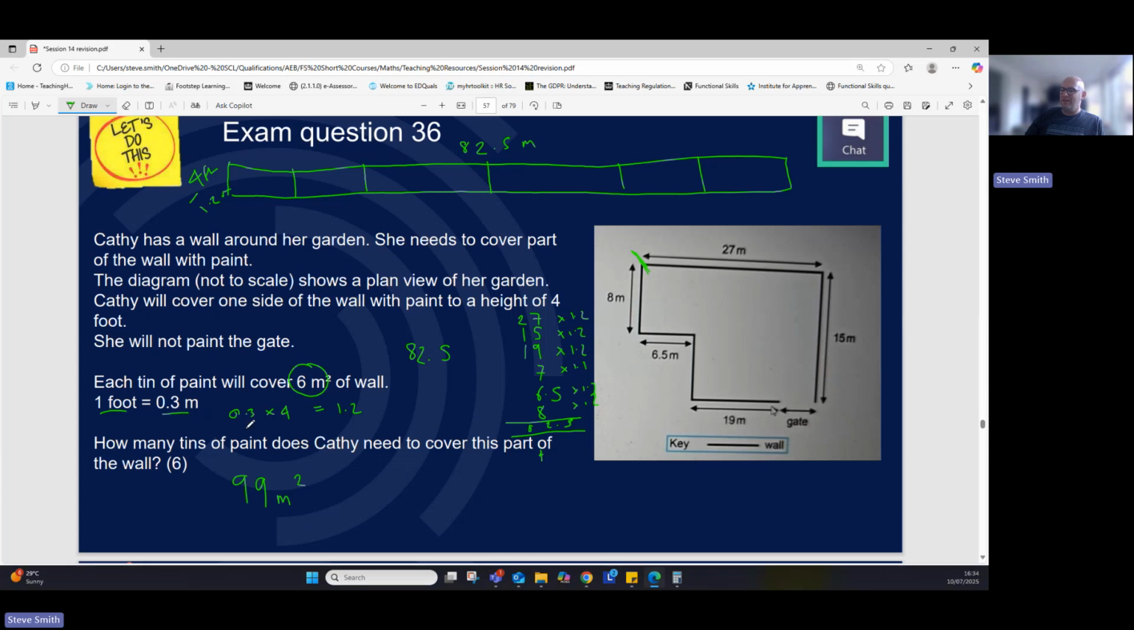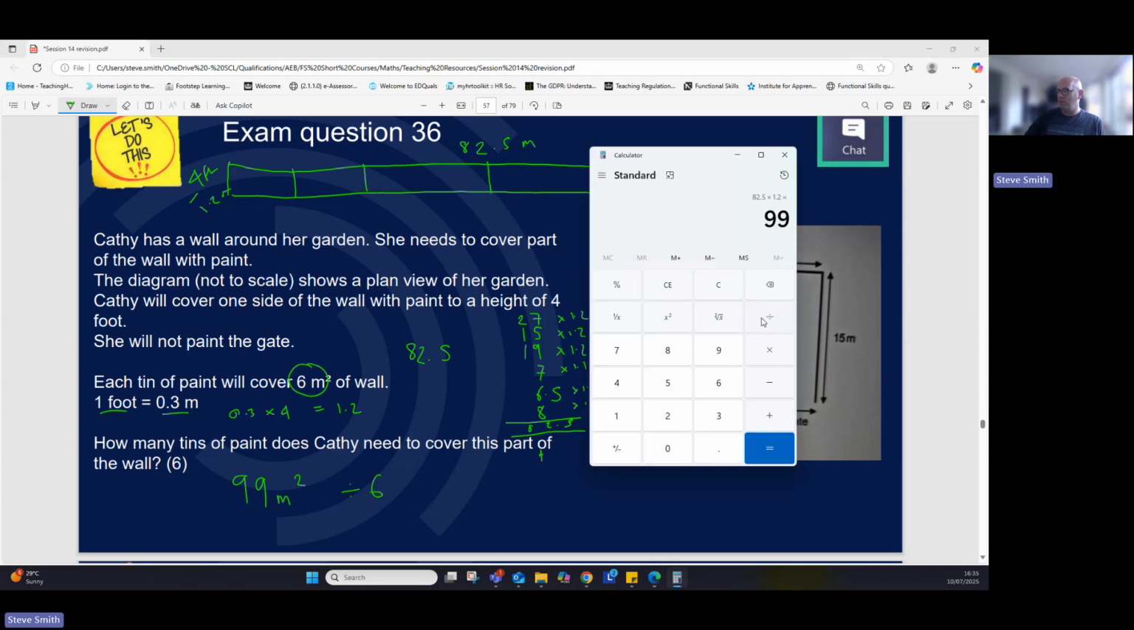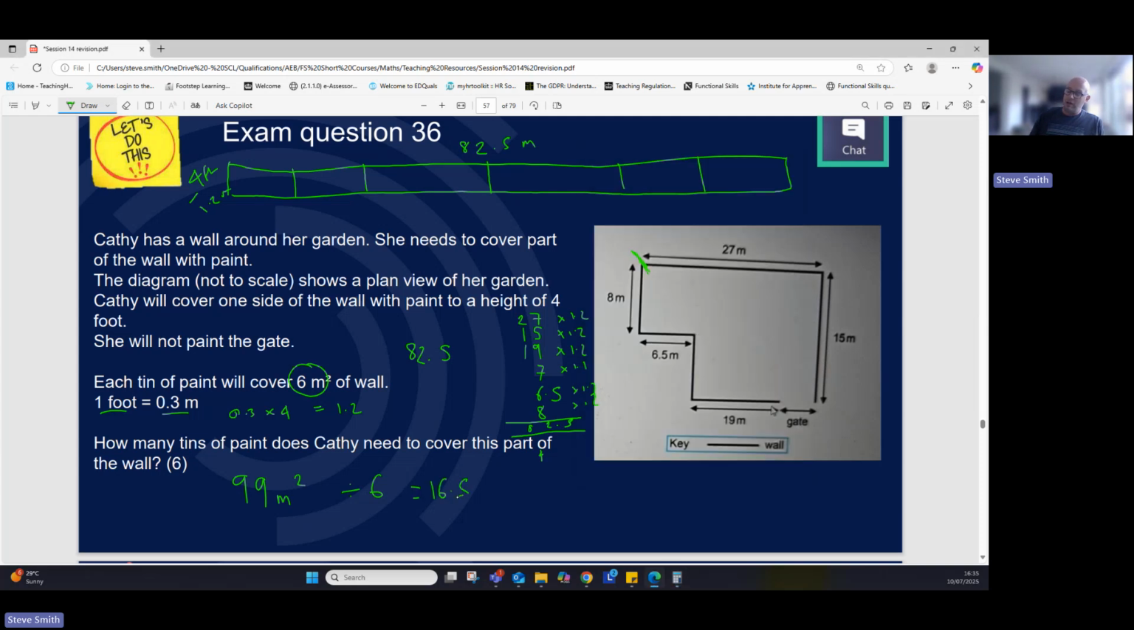99 meters squared. Each tin of paint covers 6, so we must divide our large number by 6 to find out how many tins of paint we need. 16.5. As we know, we can't buy, well, we can buy smaller tins of paint, but she's going to need 17 tins of paint. That seems like a lot of paint.